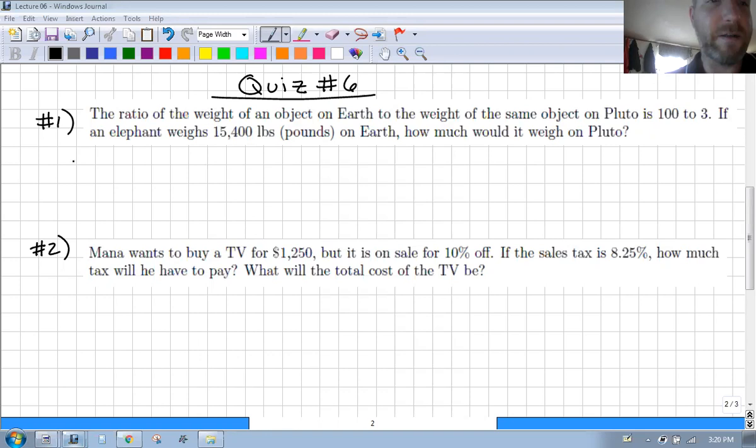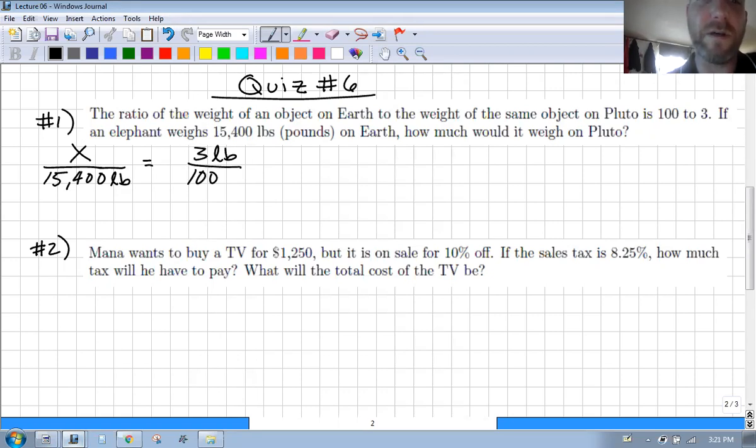So our X here is how much it weighs on Pluto. It weighs 15,400 pounds on Earth. So we want to compare this to our other object. So it's Pluto over Earth. We have 3 pounds on Pluto is to 100 pounds on Earth. So there's our setup.